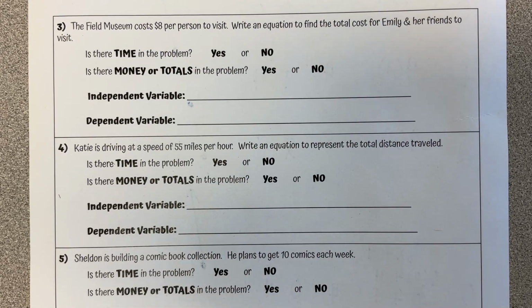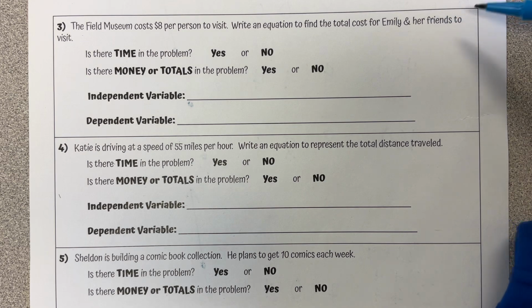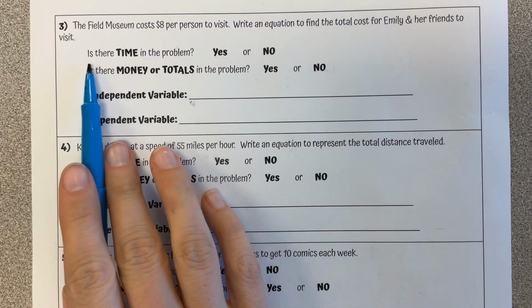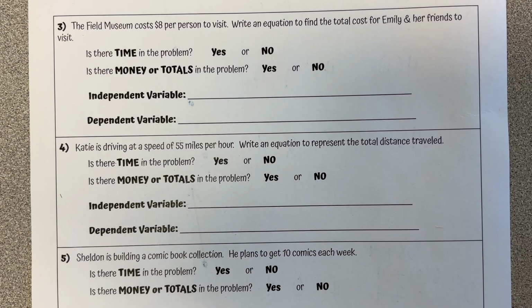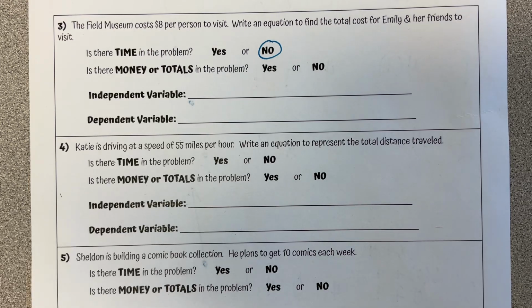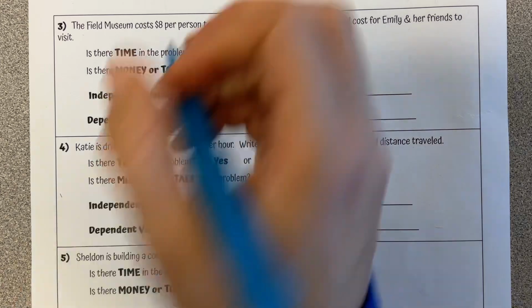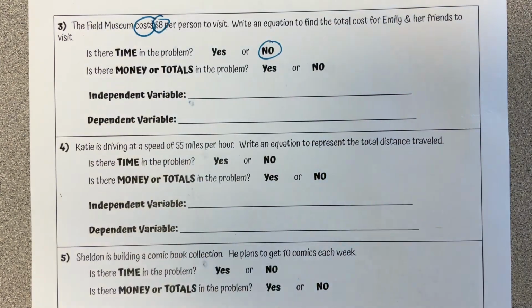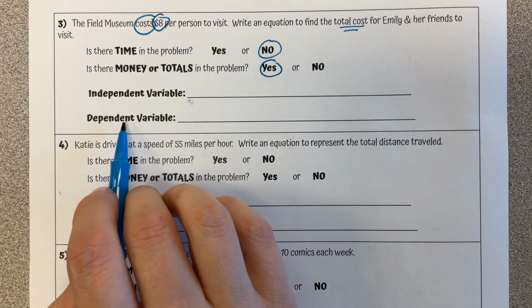Number 3, the Field Museum costs $8 per person to visit. Write an equation to find the total cost for Emily and her friends to visit. So first thing I look at is, is there time in the problem? Do we see anything about hours, minutes, days, months, weeks, years? I do not, so I'm not finding that first. So I'm going to look for my other unit. Is there money or totals in the problem? Yes. I see the dollar sign. I see cost. So yes, there is. And we see total cost over here. So that's telling us that is our dependent variable.